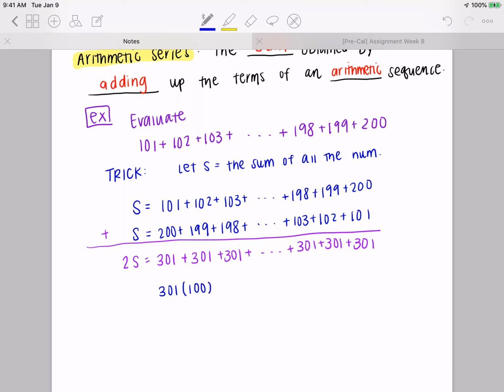So I'm going to write 100. Again, this is the number of terms. Okay, and we equal it to 2S. And our job is to solve for S. So we can divide by 2. So we have S equals 301 times, these can get canceled out, make it 50. So put it in the calculator, you get 15,050. So that means if you have time and add up all those numbers up here, you get 15,050.